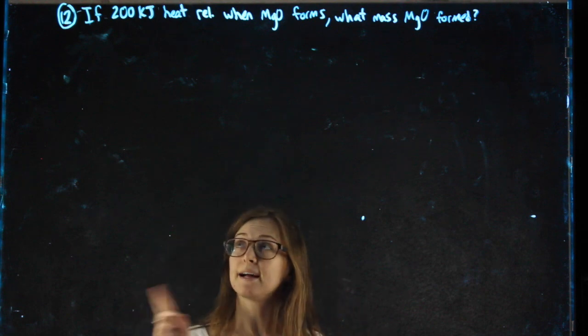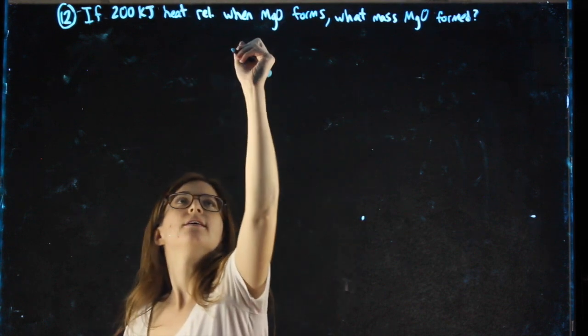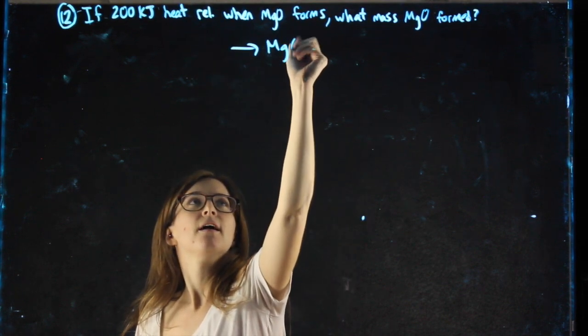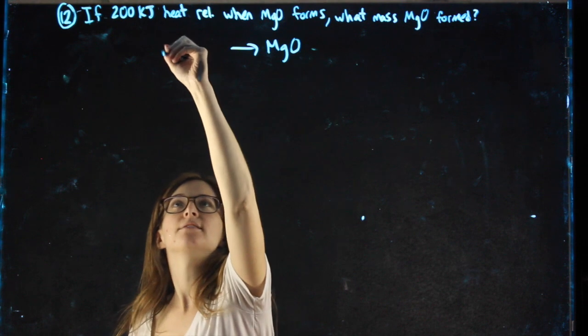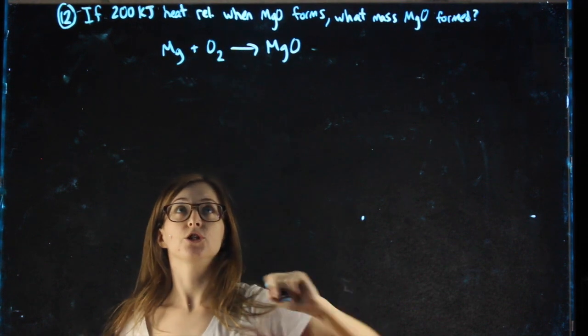Problem is much more like 9 and 10 than it is like 11. Starting off with our reaction, if MgO is forming, that's going to happen from its pure elements. Oxygen's a diatomic, so it gets a 2.